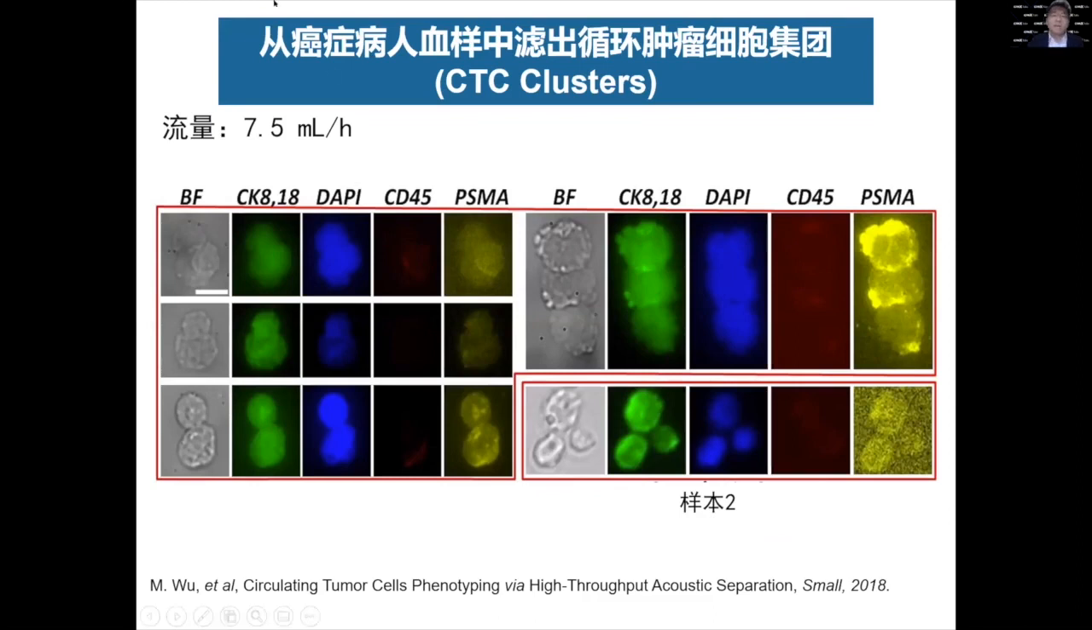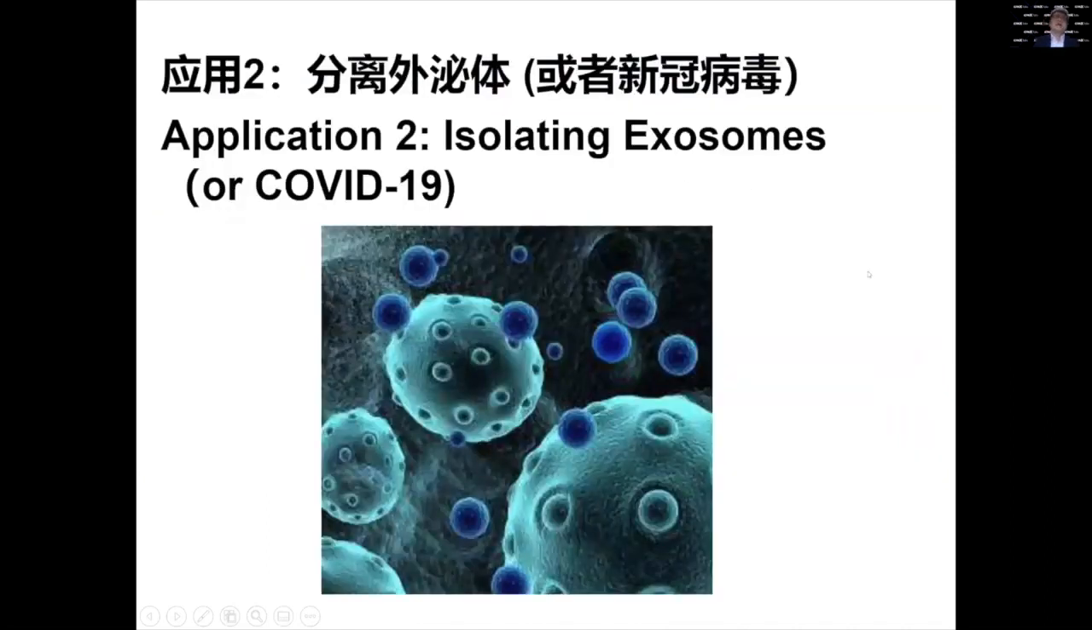And I believe because we can improve our device throughput, now we can process 1 tube of blood within an hour. So we can use it to separate CTC clusters. And the second application is to separate exosomes. And we believe that again, this part of the research can be very powerful for coronavirus as well. And later I'm going to illustrate why.